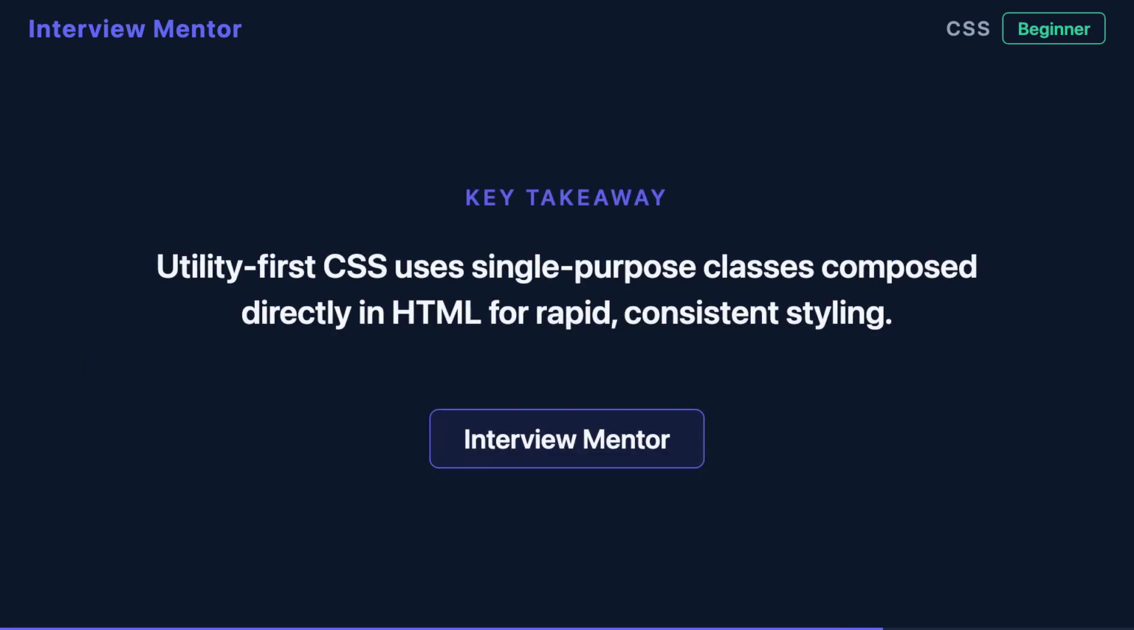Others love the directness. Utility-first CSS uses single-purpose classes composed directly in HTML, letting you build interfaces faster with consistent design tokens. Master this approach and you will ship styling changes in seconds, not hours.